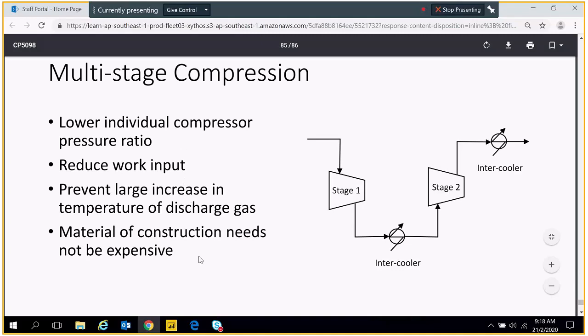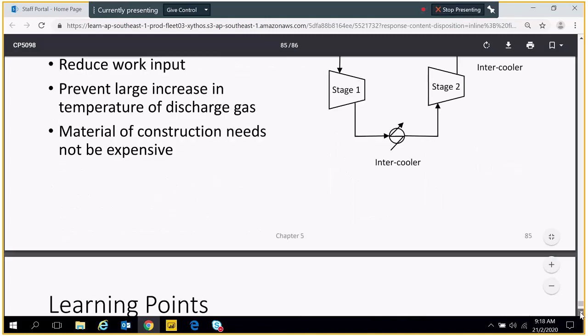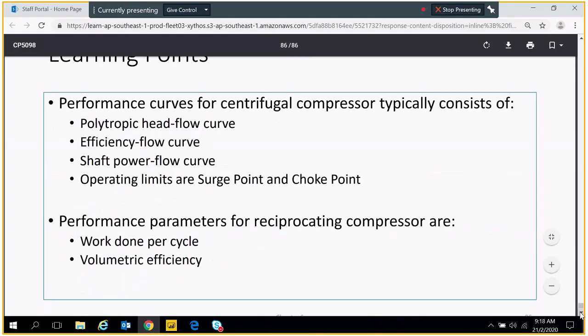Please study this one. This is very important. Study surge point and choke point, very important.